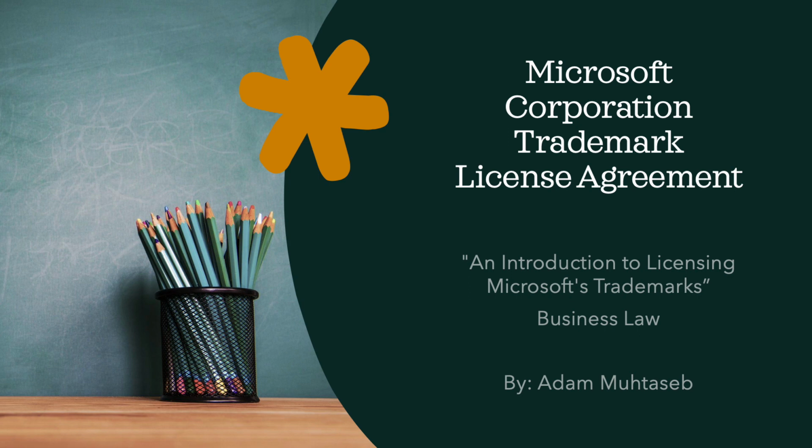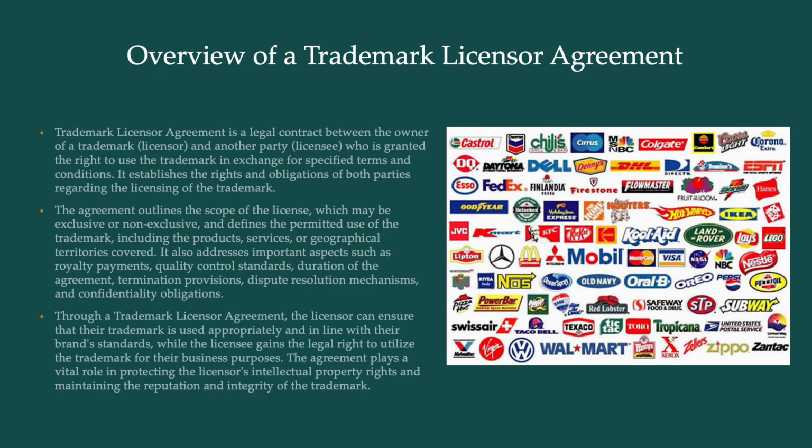A trademark licensor agreement is a legal contract between the owner of a trademark, known as a licensor, and another party, referred to as the licensee, who is granted the right to use the trademark under specific terms and conditions. As we dive into the world of trademark licensor agreements, it is crucial to understand that this agreement establishes the rights and obligations of both the licensor and licensee regarding the licensing of the trademark.